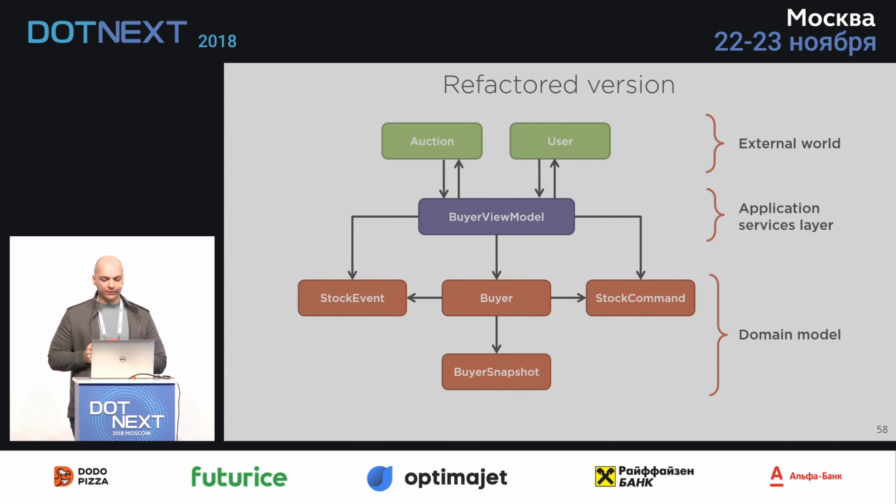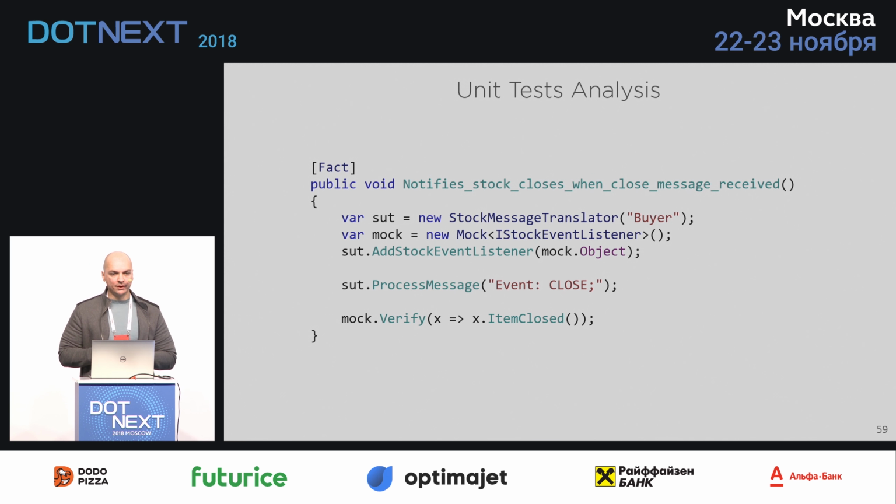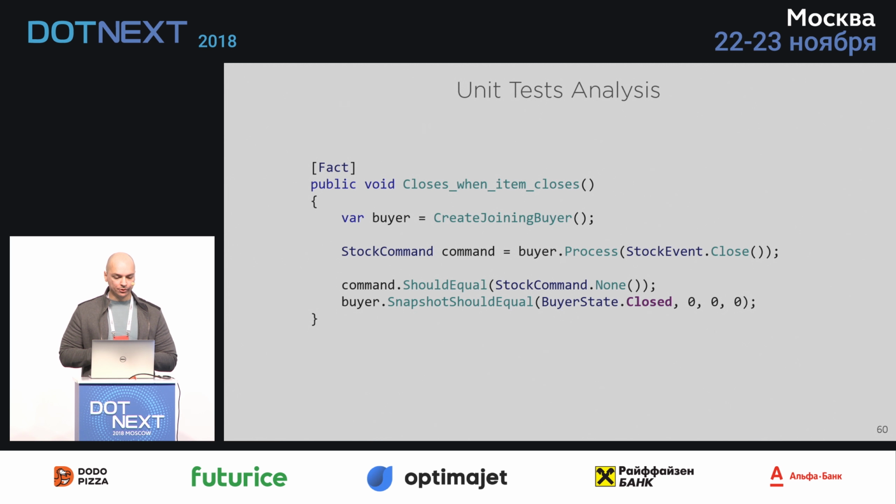And here's how we can refactor the test. So this is the initial version of the test. Again, what it does is it passes this event close message to the translator and then verifies that this translator calls the item closed method on the buyer. This is the initial version. And this is the final version.